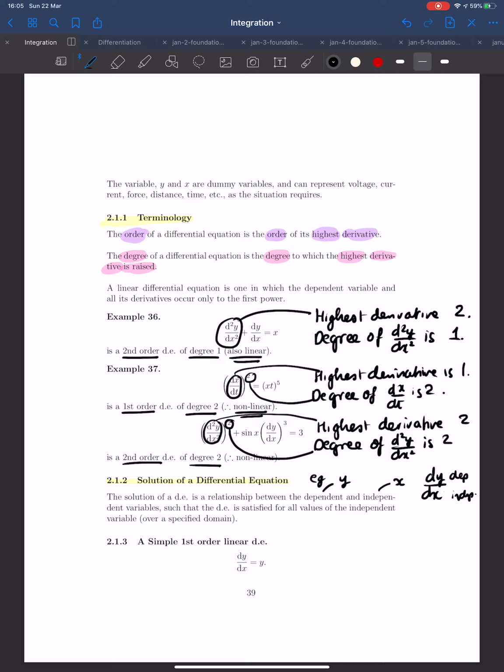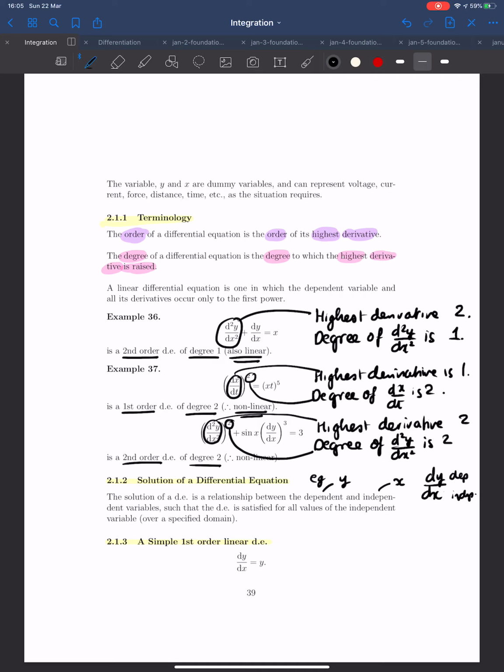Okay, so the solution of a DE is a relationship between the dependent and independent variables such that the differential equation, DE is short for differential equation, is satisfied for all values of the independent variable over a specified domain. Okay, it becomes simpler with examples. The next one is a simple first order linear equation. First order, because it's dy by dx. Linear because it's raised to the power 1. And it's simple because you haven't got much going on there. It's dy by dx equals y.